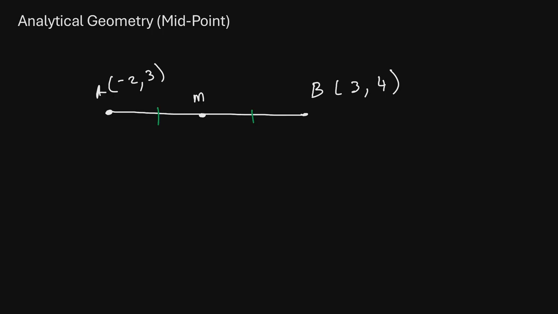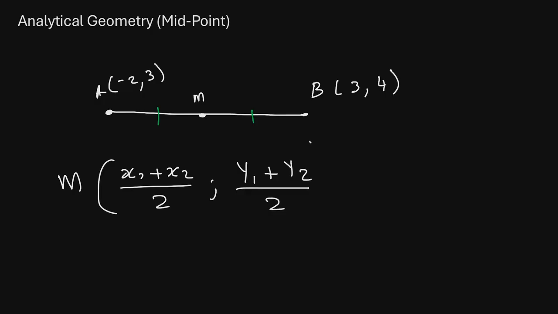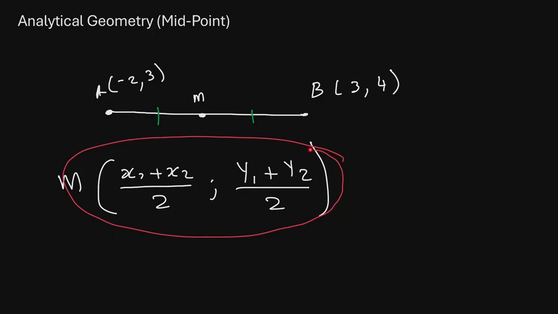For you to be able to get the coordinates of the midpoint, you are going to use what is called the midpoint equation. The midpoint is given as ((x1 + x2) / 2, (y1 + y2) / 2). This expression will help us to determine the coordinates of the midpoint.